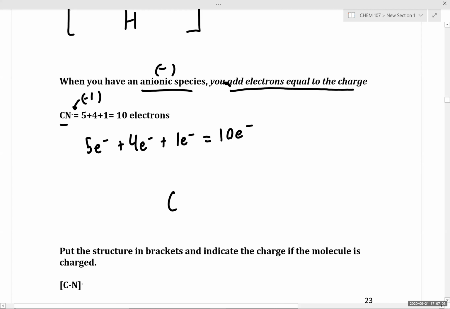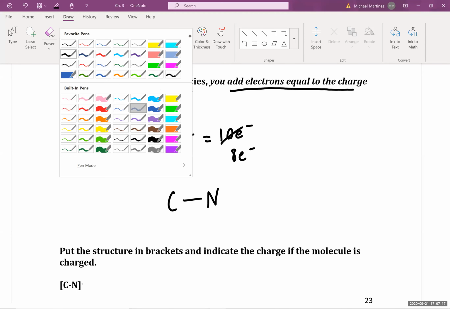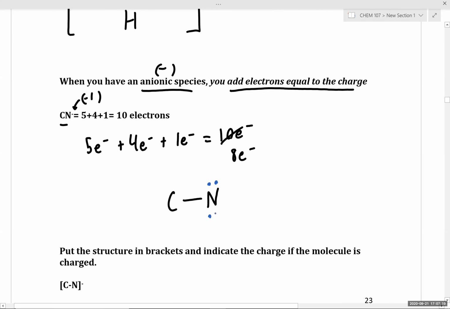We place carbon and nitrogen as our central atoms. And just like before, we form one bond each. We subtract two electrons from our total, and now we can assign lone pairs. We assign lone pairs to our most electronegative atom first, so we use up six electrons. We have two electrons remaining. Carbon is still unhappy with this arrangement, so we place our two electrons on carbon.